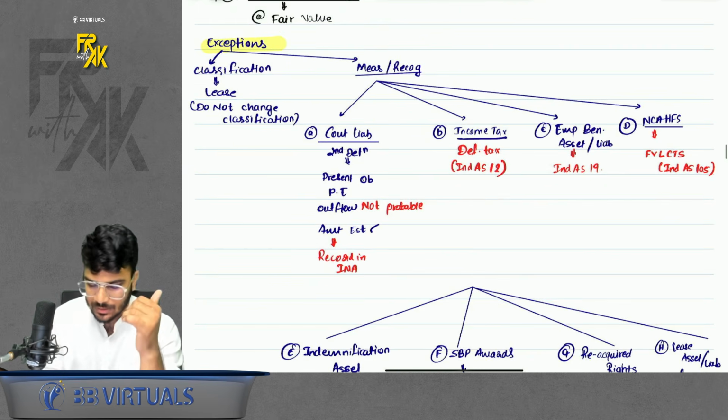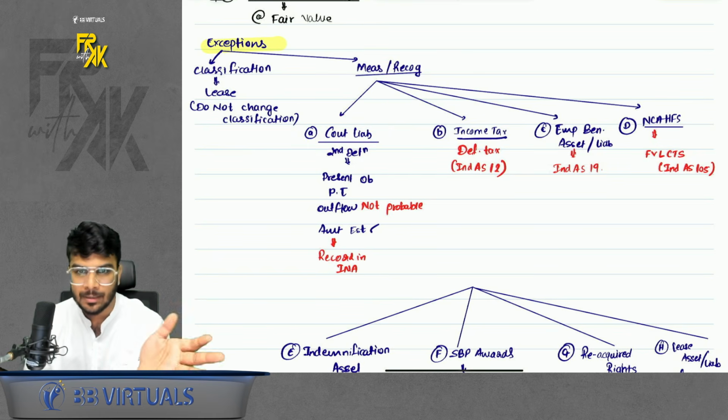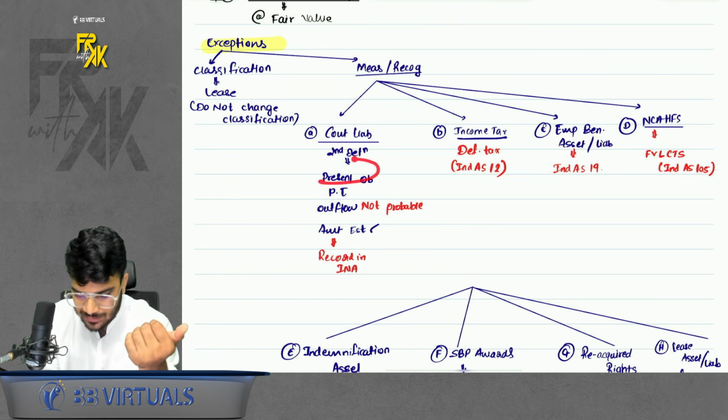Okay, first exception is contingent liability. As per Ind AS 37, we never record contingent liability. But under Ind AS 103, if it is a contingent liability where it is a present obligation arising out of a past event, where outflow is not probable, but amount or fair value can be estimated reliably.